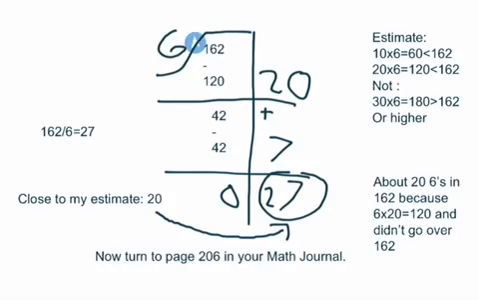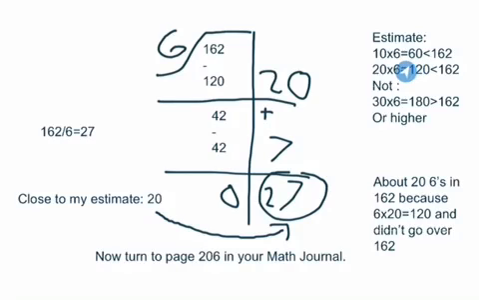We know 6 times 20 equals 120. And so we're going to subtract 120 from 162, and that equals 42. And 6 times 7 equals 42. So 42 minus 42 equals 0. And then we add 20 and 7, and that equals 27. And our estimate is 10 times 6 equals 60.